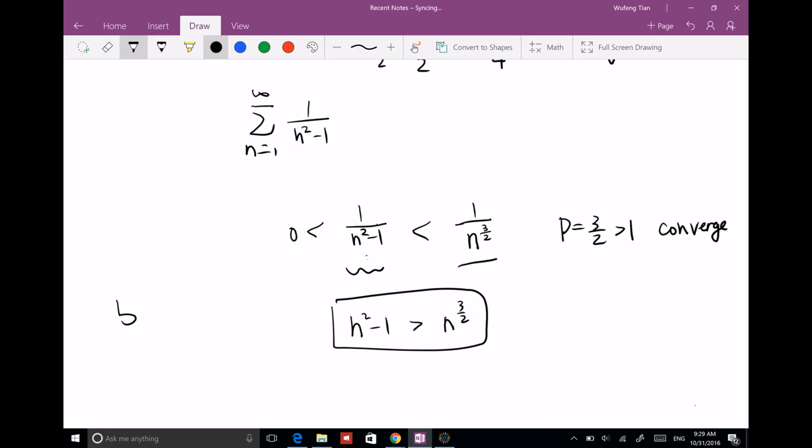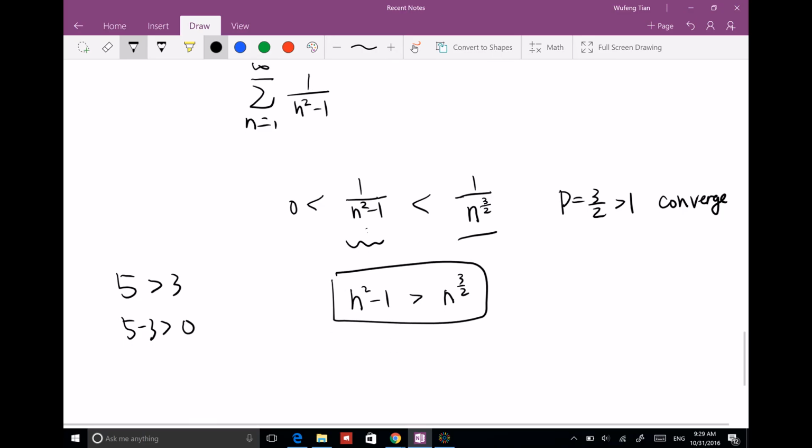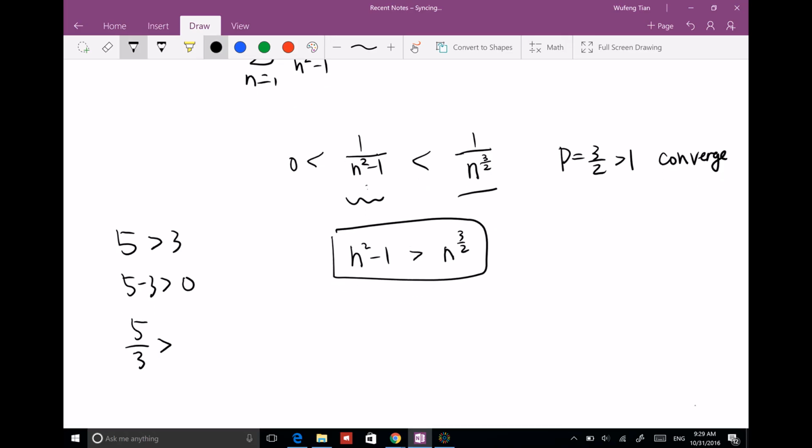Okay, my other question. How do you prove 5 is bigger than 3? We subtract, and we won't get 0. Okay, 5 subtracted by 3, very good. 5 minus 3 is bigger than 0, so 5 is bigger than 3. Besides subtraction, do you have another way to prove it's bigger than 3? We can divide. If the quotient is bigger than 1, it's bigger, right? The reason I don't want to do the subtraction here is because the power is not a good power. You cannot actually tell if n squared is bigger than n to the power 3 halves if you just subtract them. But if I do division, yes I can.